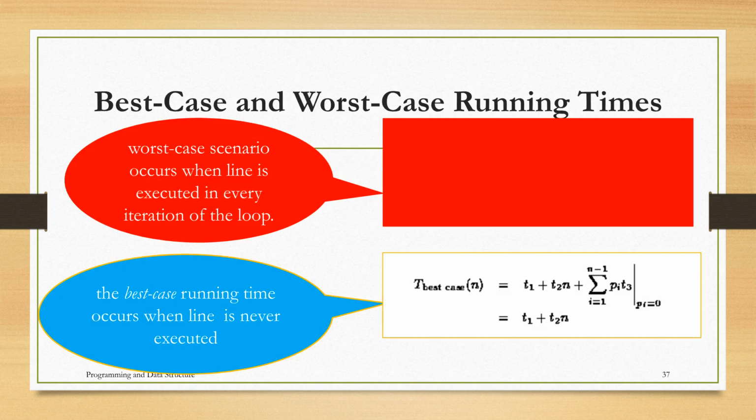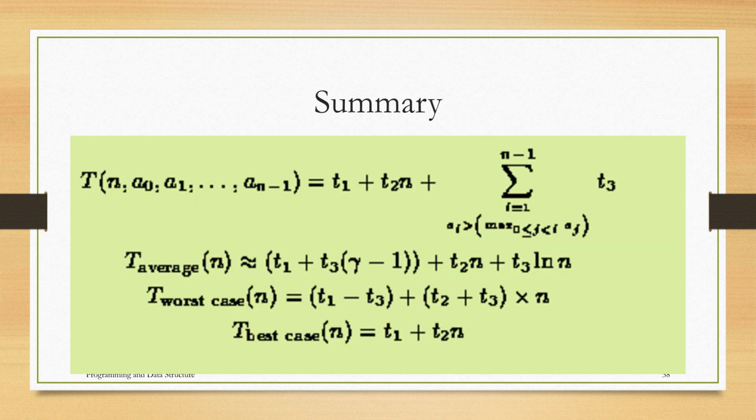We also analyze best case and worst case running times. The worst case occurs when a specific line is executed in every loop iteration, while the best case is when it's never executed. This slide provides a summary of the key concepts covered in the video up to this point, including data structures, algorithms, and their analysis.